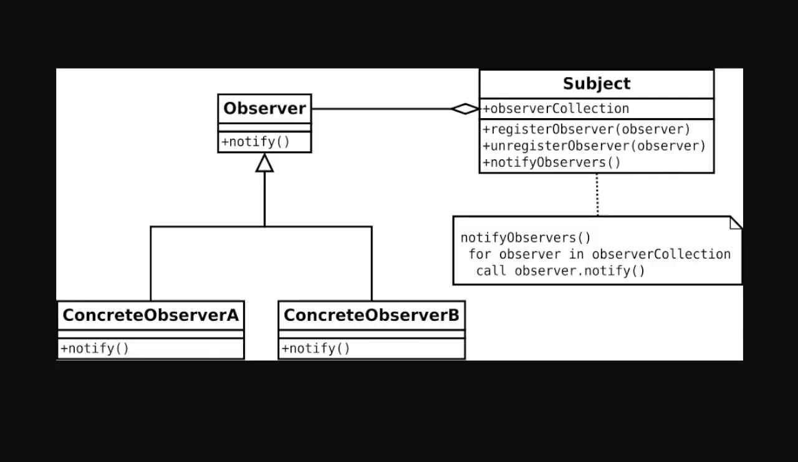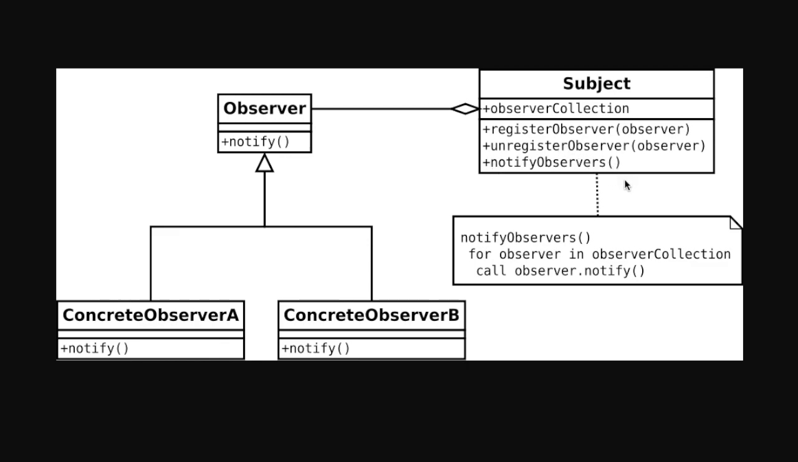Now, here is a UML diagram from Wikipedia that kind of explains the pattern. So we have a subject right here. A subject maintains a list of observers and facilitates adding or removing observers. So you can register new observers, you can unregister, or subscribe and unsubscribe. You can also notify the observers.